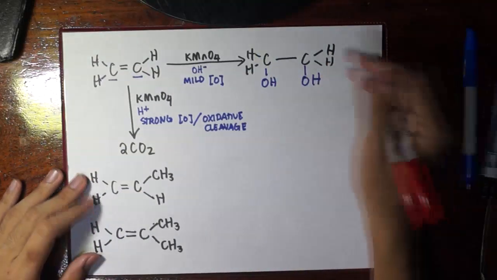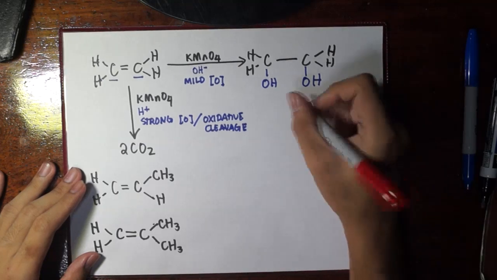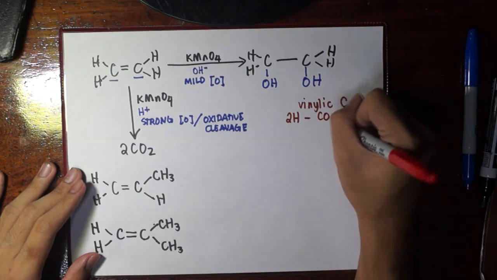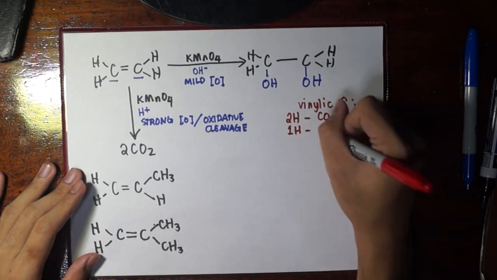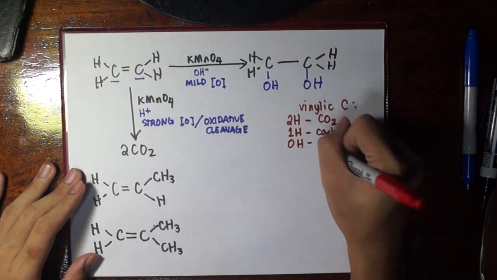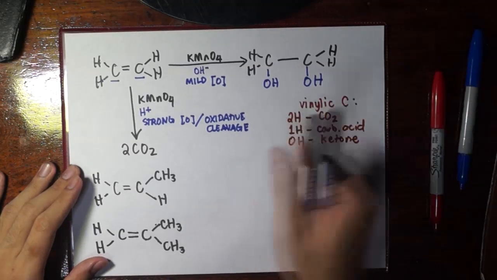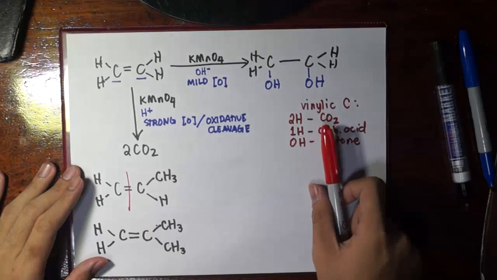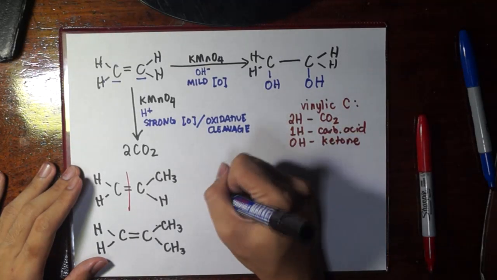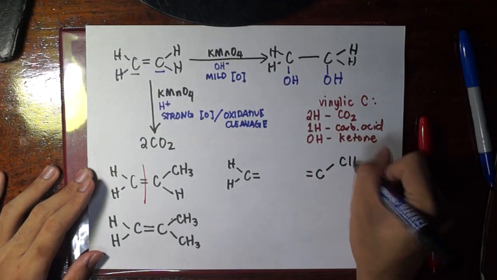Now, this is a general guideline. So we are looking at the vinylic carbon. If the vinylic carbon has 2 hydrogens, the product would be carbon dioxide. If it only has 1 hydrogen, we produce a carboxylic acid. And if it has no hydrogen, we produce a ketone. We could actually have this in an intuitive manner. Let's try to cleave this up. Alright. So here, what do we get? We get this half, right? And at the other half, we get this.